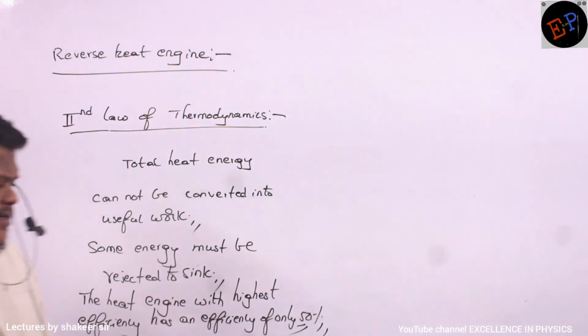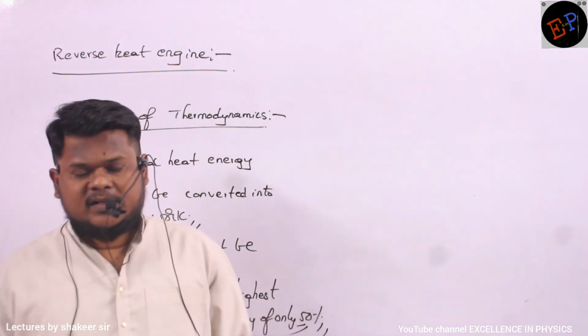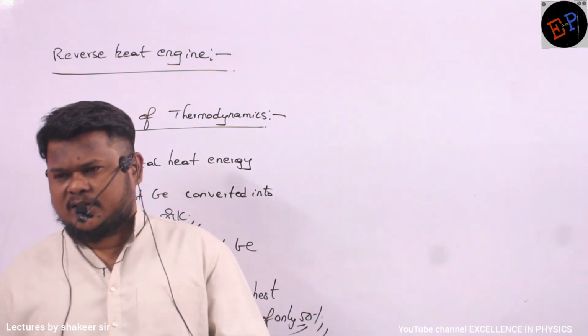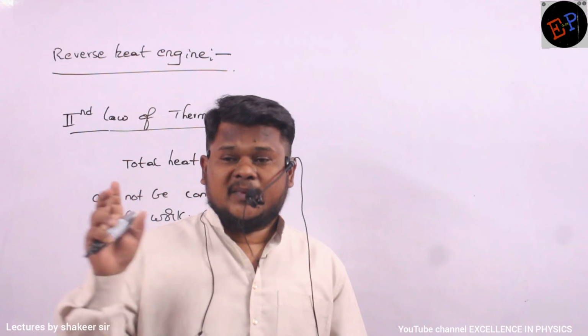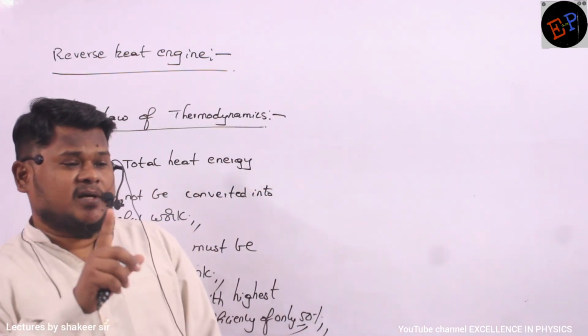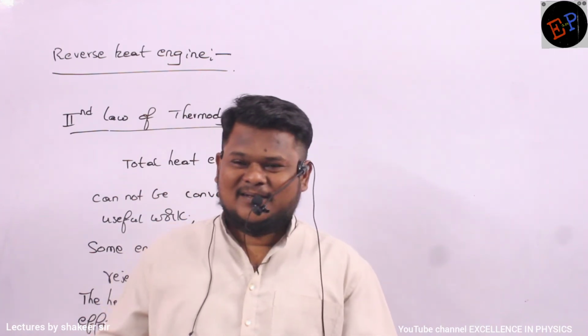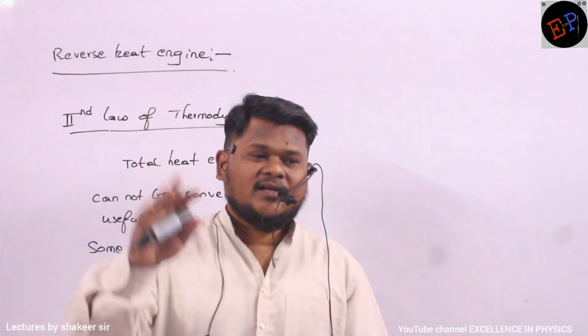For example, yesterday we studied that a bike is also a heat engine. The bike which we ride is a heat engine, but it has an efficiency of only 20 to 30%. If a bike's efficiency became 100%, we would get a mileage of nearly 250 kilometers per 1 liter of petrol. We are getting only 40 to 50 kilometers, no? What is happening to the remaining energy? It is lost as heat energy.